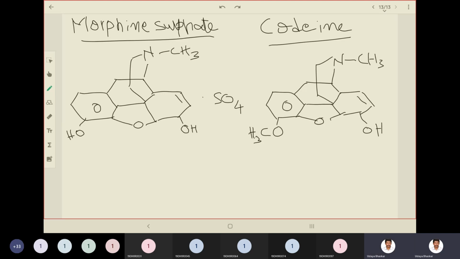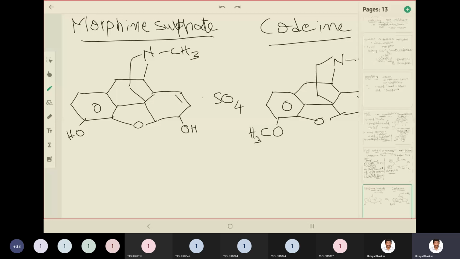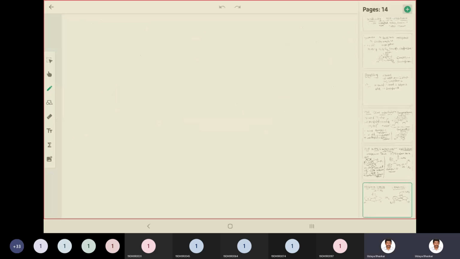So this is the difference between morphine and codeine. The only difference is that the phenolic hydroxyl group has a methyl substituent attached to it. Otherwise, it is very much similar to morphine. Now, the next chemical structure is meperidine hydrochloride, which comes under 4-phenyl piperidine analogs.